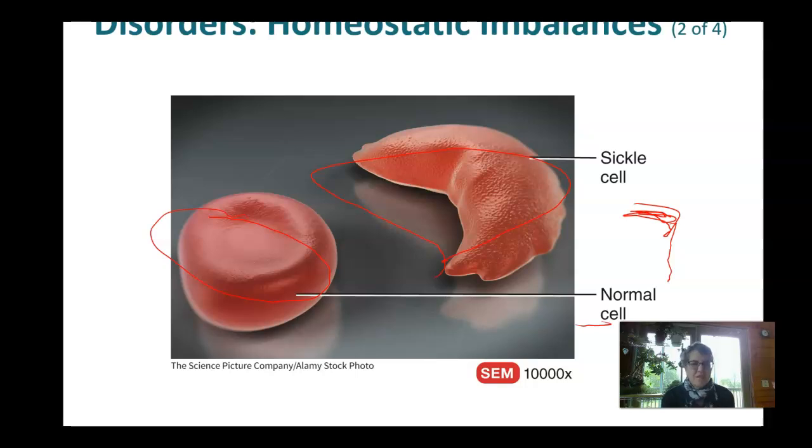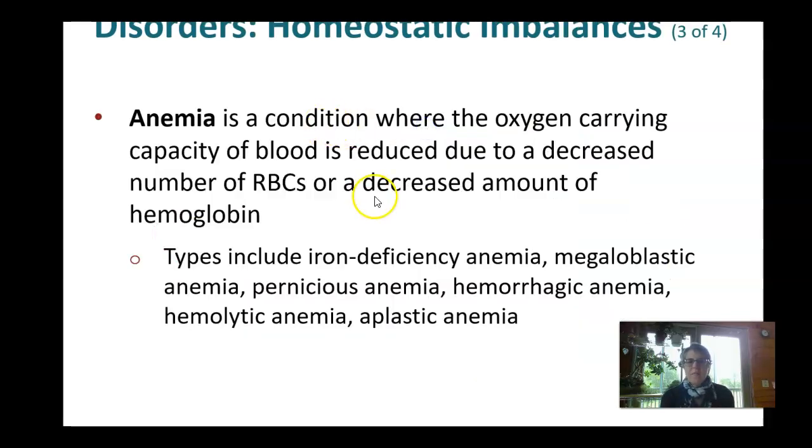It causes very painful crises if somebody has sickle cell anemia, because the cells get stuck and plug up all of the capillaries. That's a type of anemia, because anemia is where you just have a reduced oxygen carrying capacity. If I say, what's a blood disorder, and you say anemia, that's not specific enough. I need to know what type of anemia it is.